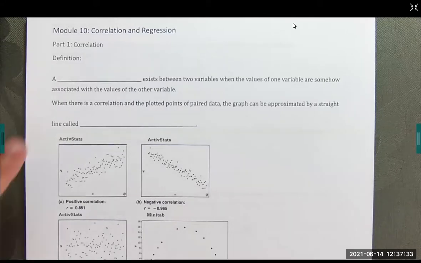The second part, which will be the next video, is all about what we do once we've established that there is or is not a correlation. How do we predict things, which is what this chapter is all about.